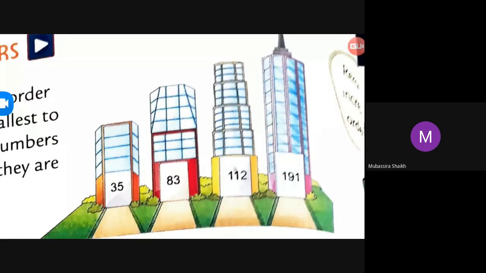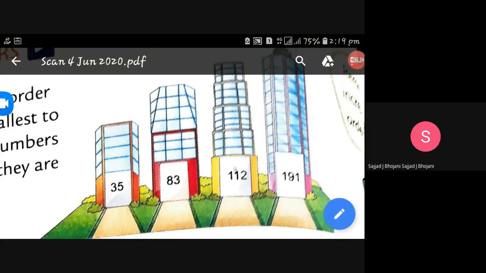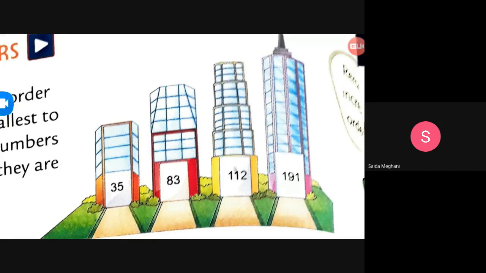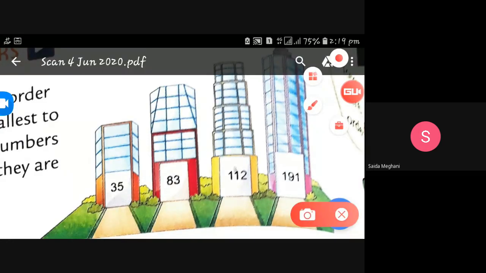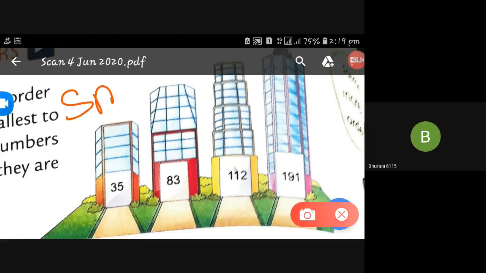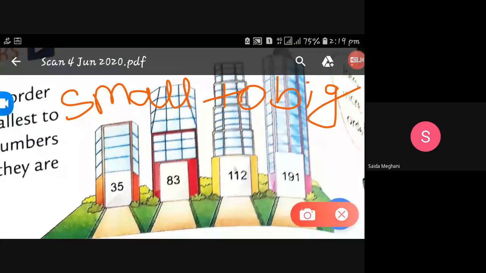Clear, ma'am. Okay, see, here is the number on the first building. It is the smallest, then the others. It is 35, then 83, then 112, and the biggest is 191. So, tell me which order it is. Bigger to smaller or smaller to bigger? This is small to big. Let's take the small number first, then you go to the big number.